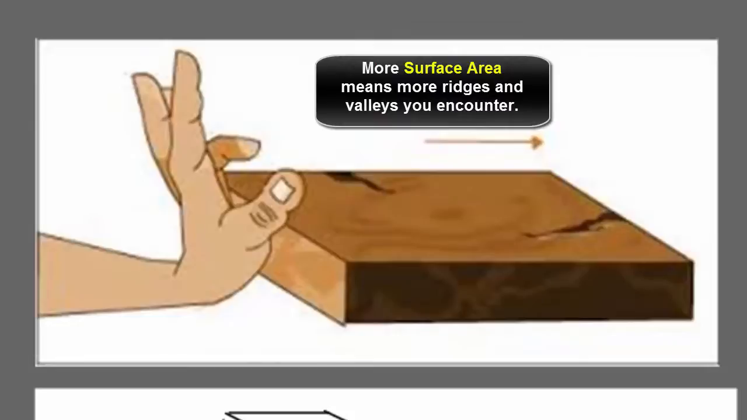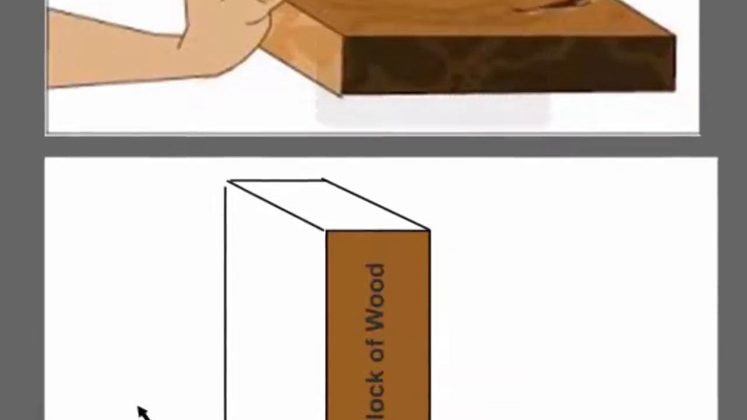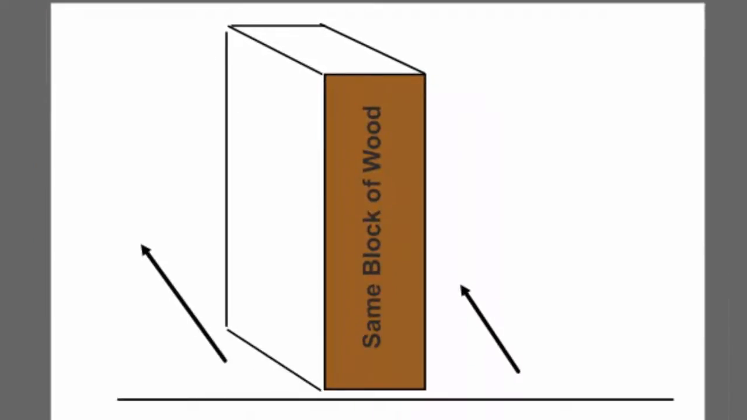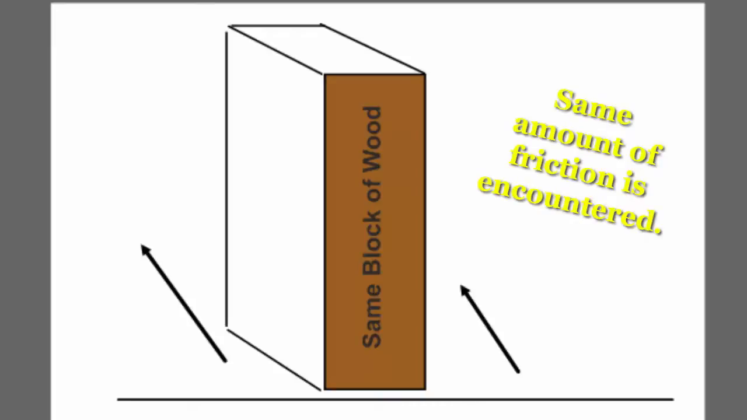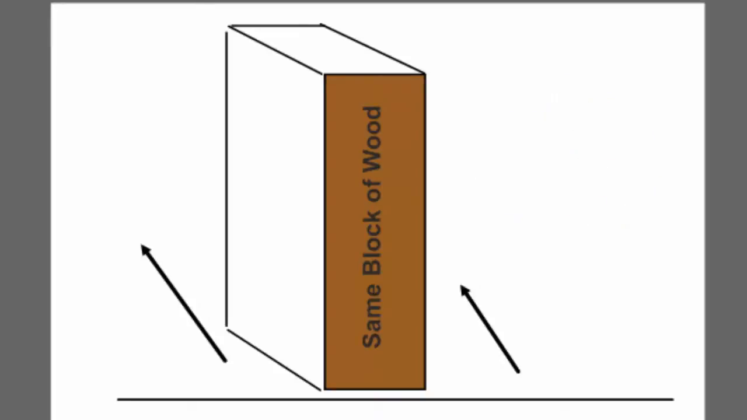Now let's take that same block of wood and orient it a different way. Let's put it up on its end. Now you're not encountering as many ridges and valleys, but look how much wood you have on top of those ridges and valleys. You're now digging deeper into those ridges and valleys, and you're actually going to encounter the same amount of friction. Even though your orientation is different, the two effects cancel each other out.